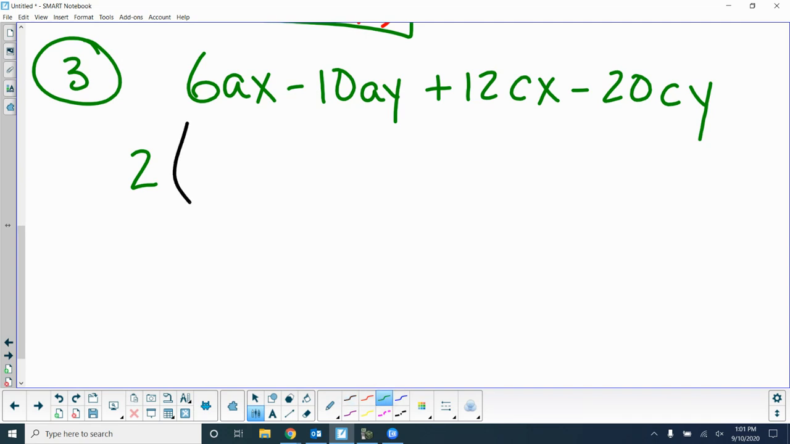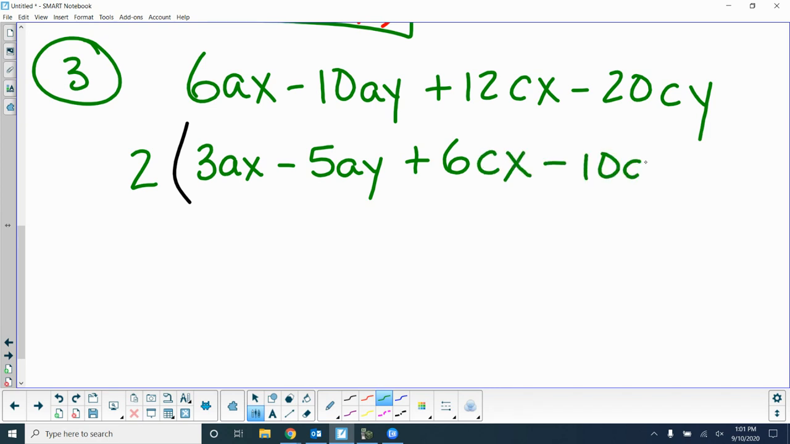So 6ax divided by 2 is 3ax. And negative 10ay divided by 2 is negative 5ay. And 12cx divided by 2 is 6cx. And negative 20cy divided by 2 is negative 10cy.